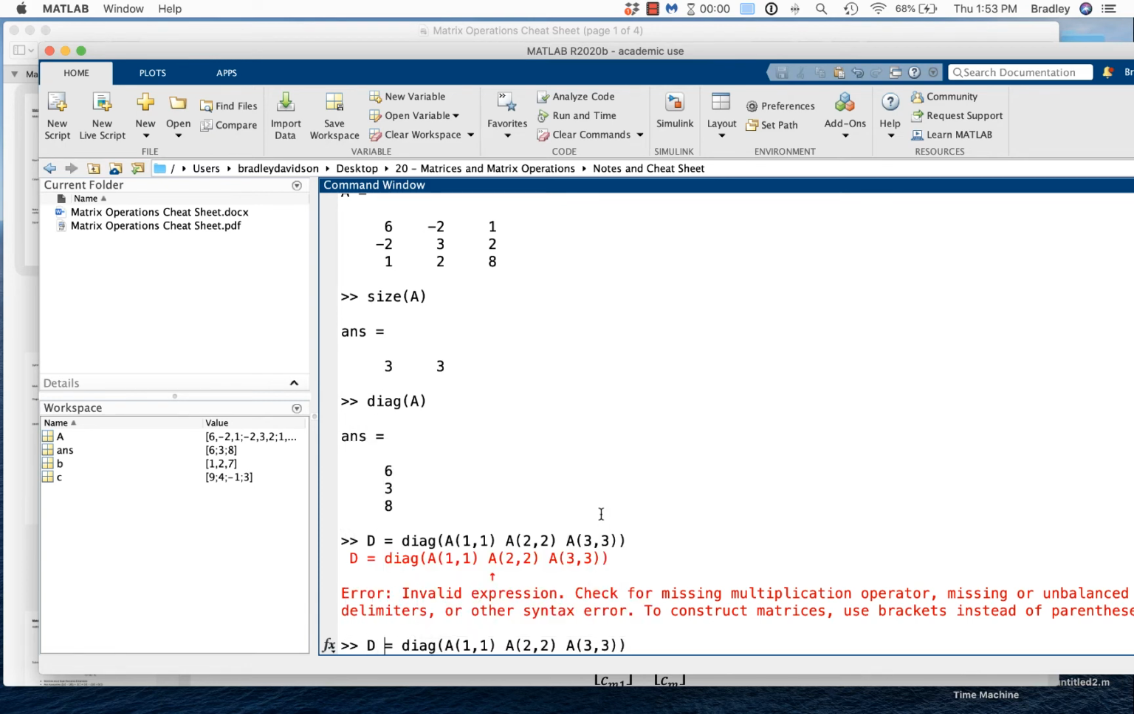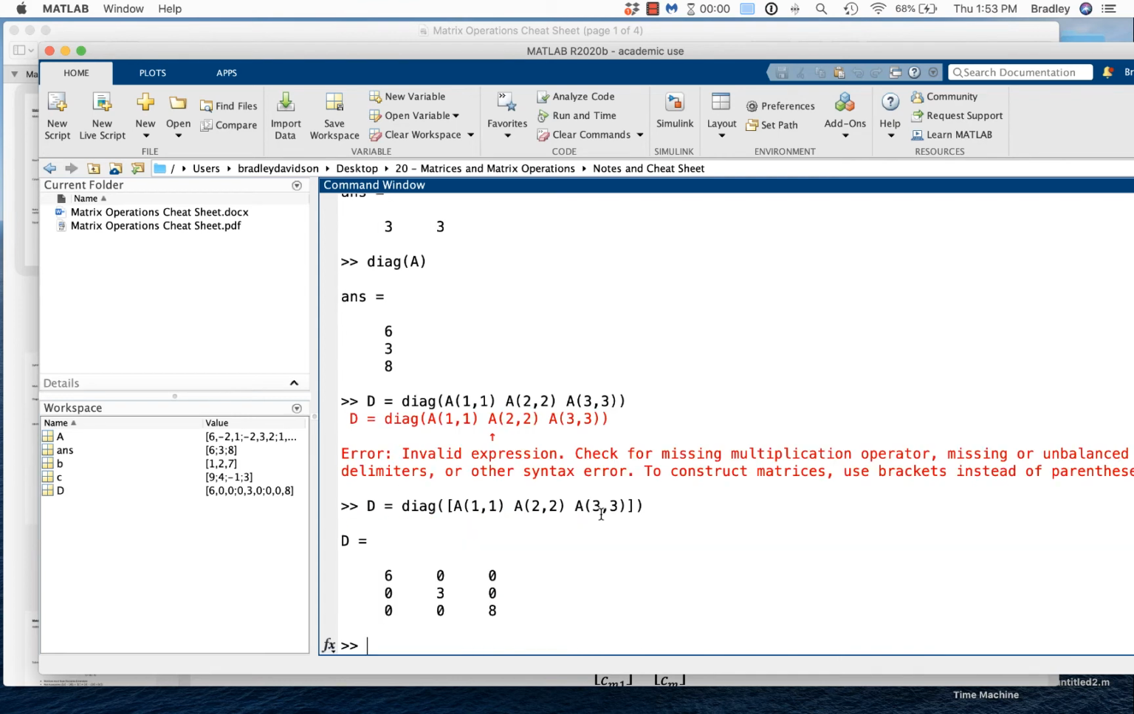Whoops, I need to correct that. Inside the diag, I need to give it 3 numbers that are a matrix. By giving it this row matrix, you can see it's taking the elements we want, which are 6, 3, and 8, and creating a diagonal matrix, meaning it only has elements on the diagonal, and the off-diagonal terms are equal to 0.